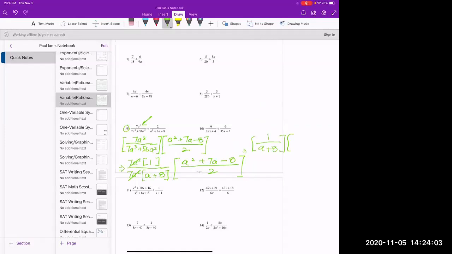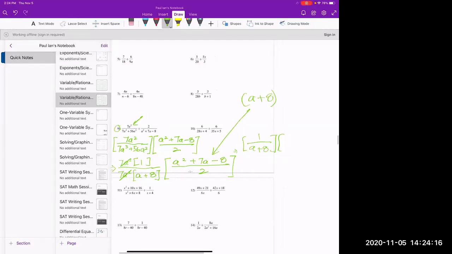But what you could do here, let me think, is you could factor something out. Let me see if you can factor out a plus 8. So let me see. If you do that and you have like a, I think you can. Yeah.